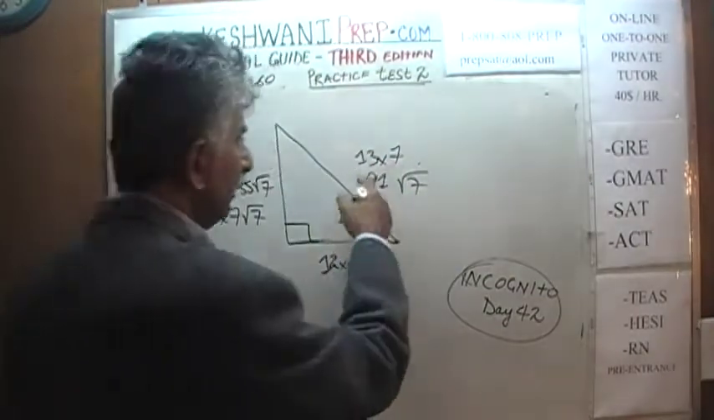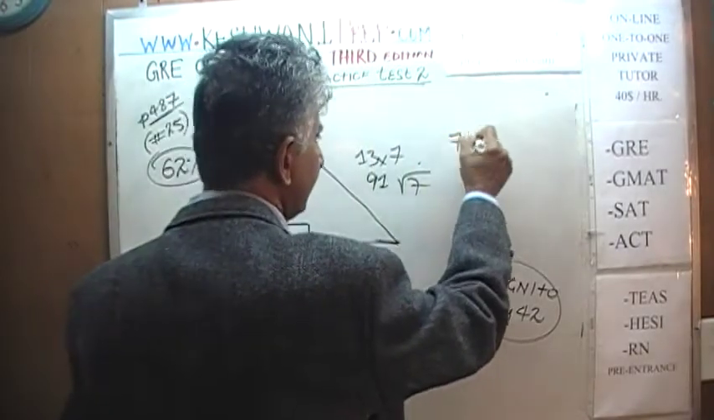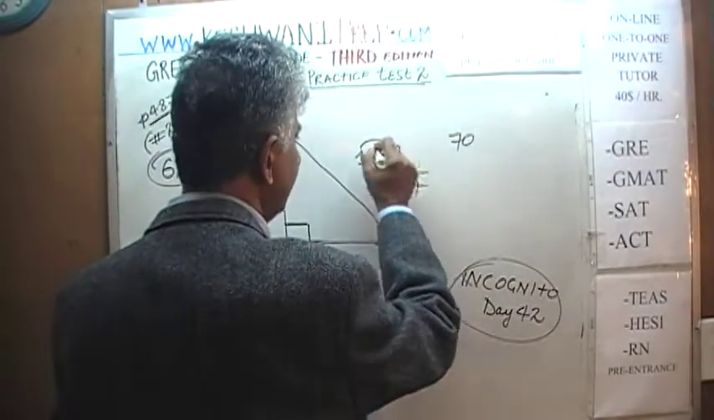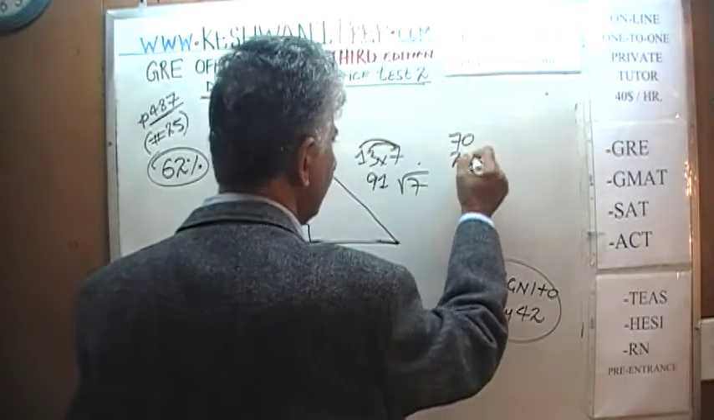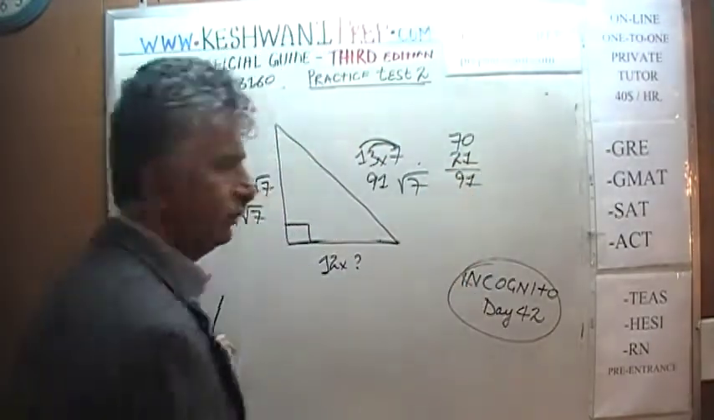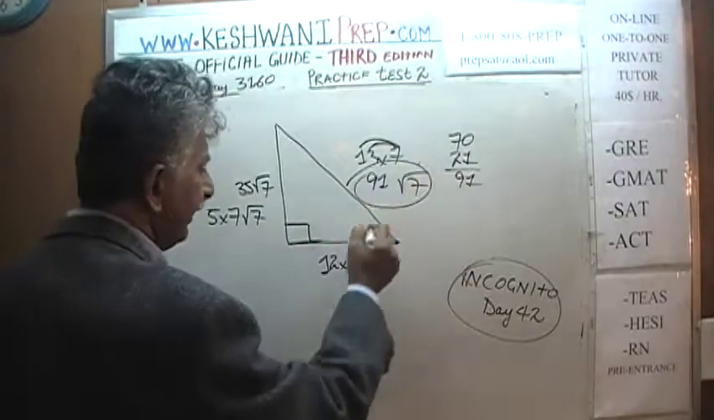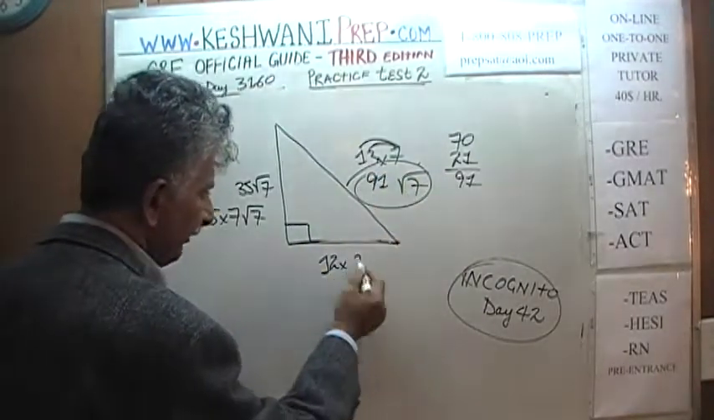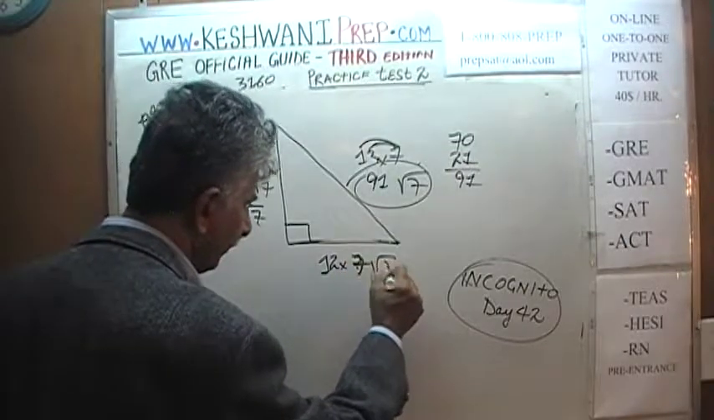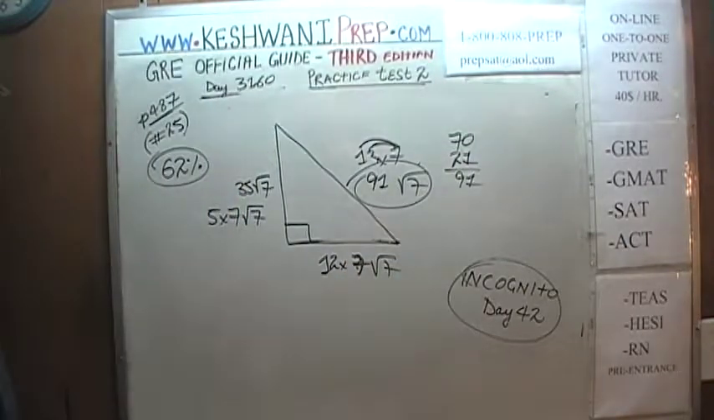Well, let's find out. 13 times 10 is 130, and 13 times 7 is 70, and 3 times 7 is 21. Yes, it is. There you go. That's the missing side. Which means it is 13 times 7, which means this has to be 12 times 7. 12 times 7 root 7. Do you understand? That's it.